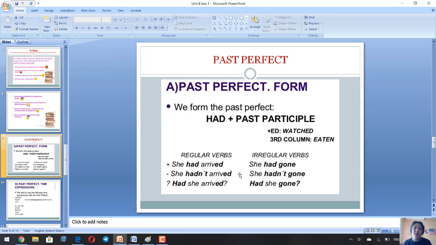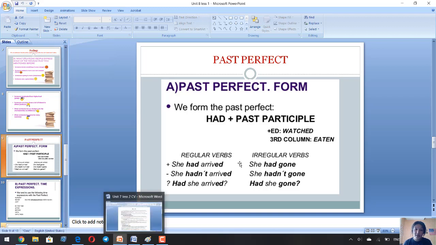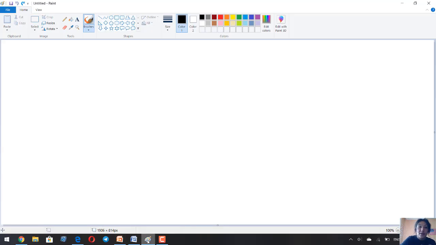And here we should mention the exact time. For example, we can use time expressions like before. Yesterday, I had done my homework before I went to bed. And here the structure should be subject plus had plus past participle. I will explain to you what a past participle is.